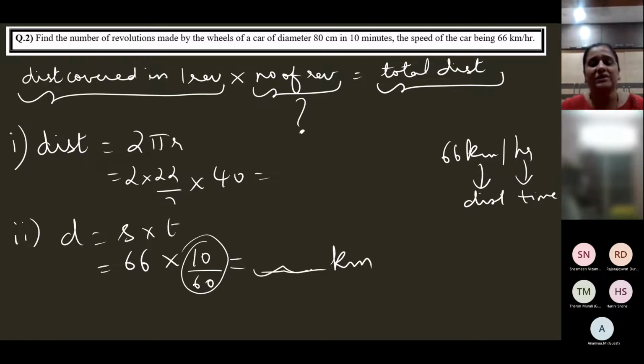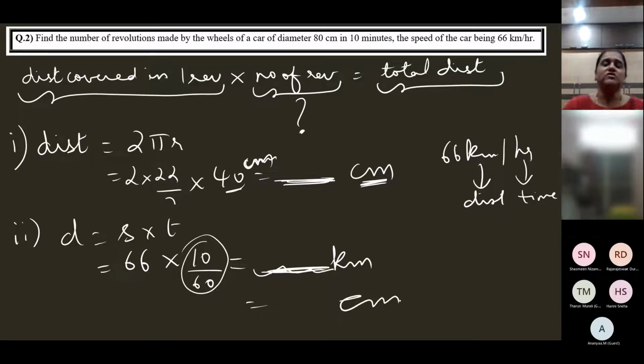The distance which you get will be in kilometer, but it should not be kept in kilometer, because here we have got the distance in one revolution in centimeter, since the radius is 40 centimeter. So the total distance also should be converted to centimeter. Is that understood? Yes, ma'am. Just substitute these values in the formula and get the final answer.